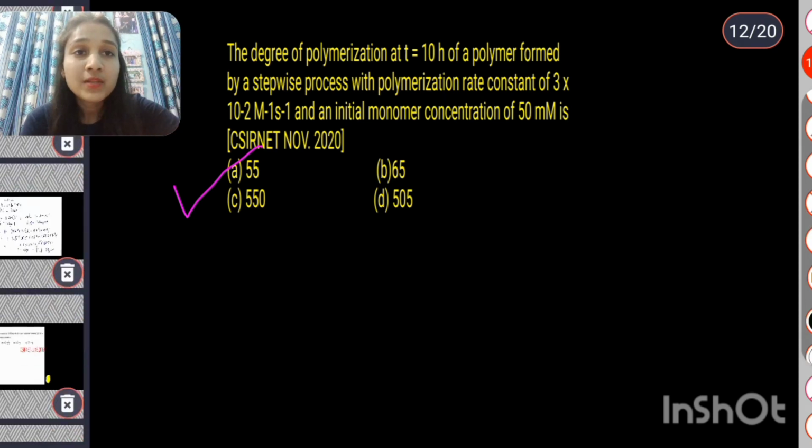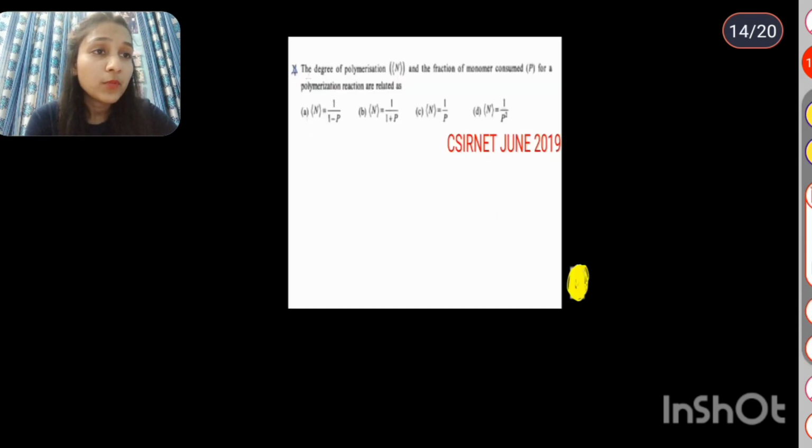So you must do these questions or practice these questions, as these are very important if you are preparing for CSIR NET or GATE.